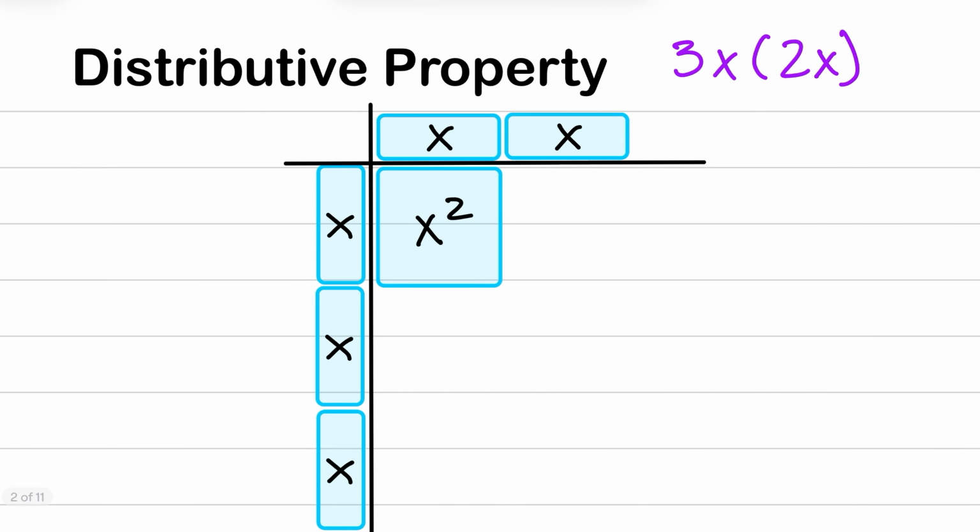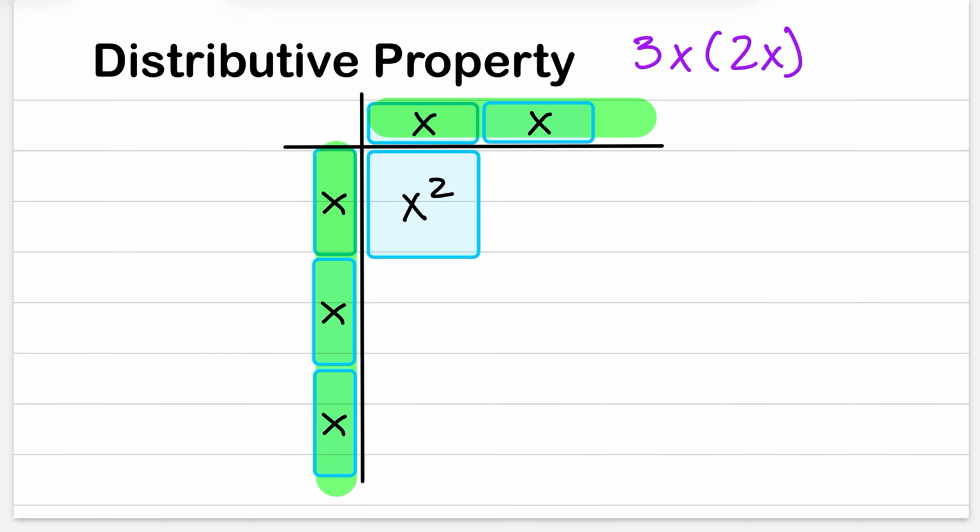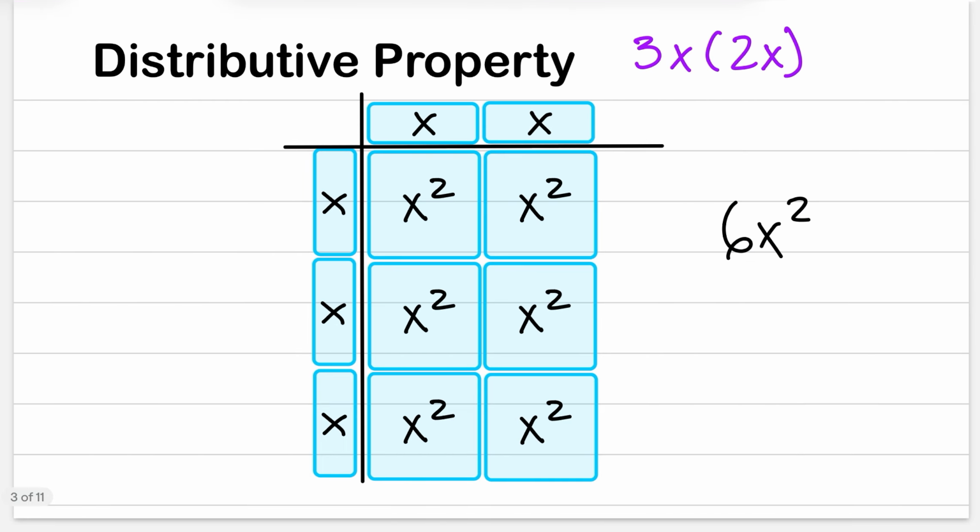3x times 2x is shown here on the tiles. Across down the left-hand side, that's 3x, and then the top gives us the 2x. If you multiply x times x, that gives you x squared. If you multiply 3x times 2x, that gives you 6x squared. It creates this rectangle.